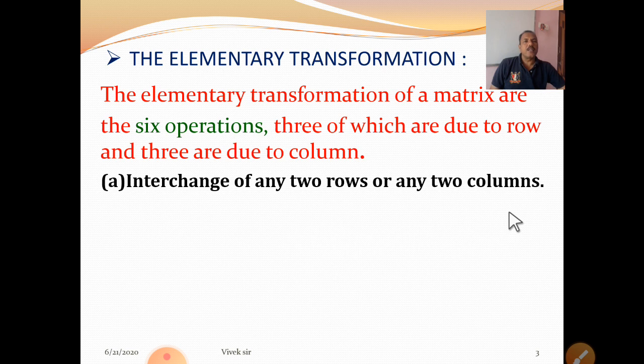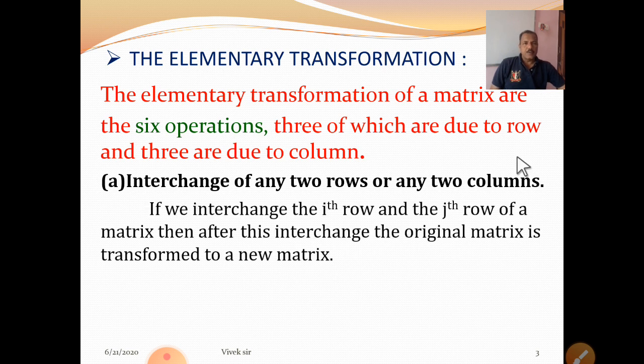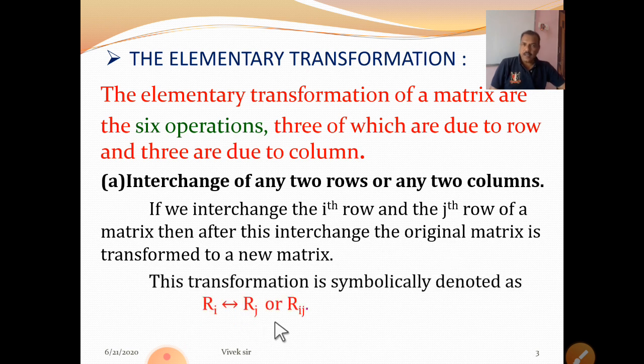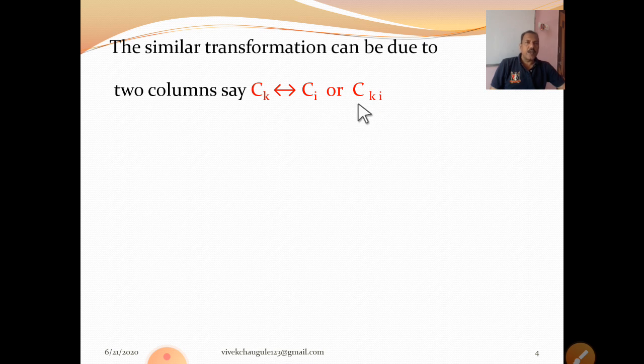First one is interchange of any two rows or any two columns. Now see here, if we interchange the ith row and jth row of a matrix, then after this interchange the original matrix is transformed to a new matrix. This is a very simple transformation. There is only interchange of any two rows or any two columns, and we can write in general, if we interchange ith and jth row, then we can symbolically write Ri interchange Rj, or Rij. Similarly, for column transformation, we can write Ck interchange Ci, or Cki.